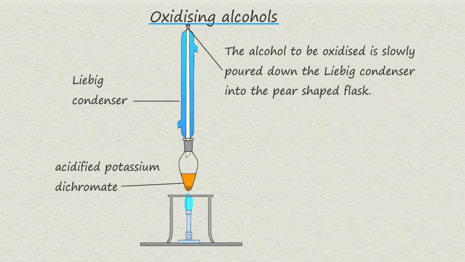The apparatus used to carry out this oxidation reaction is shown. Here the oxidizing agent, that is the acidified potassium dichromate, is placed in the pear-shaped flask, and the alcohol to be oxidized is simply poured down through the Liebig condenser, and this mixture is heated for around 20 minutes.